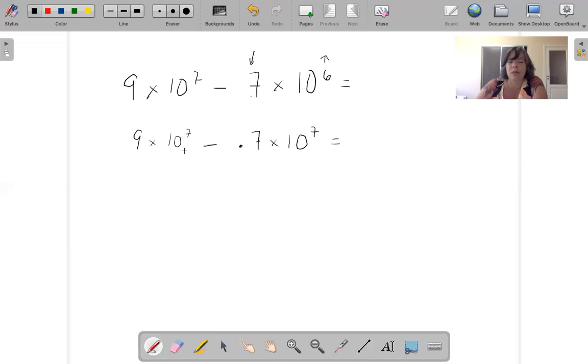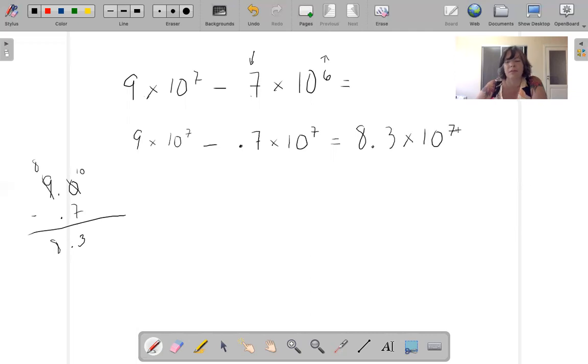Now we can do the same thing. 9 minus 0.7. 9.0 minus 0.7 is 8.3. 8.3 times 10 to the 7th.